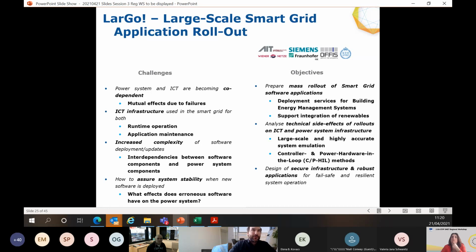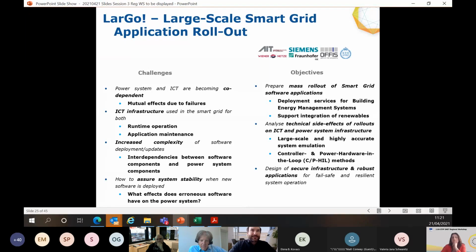And Largo has developed a virtual platform which allows testing such software rollouts and also connecting them with a grid simulation so that you really can study the physical effects of new software. With this, we are able to validate the correct functioning of controls, but also management applications. We're looking especially at software bugs on one side, but also at security issues, some malicious attacks buried maybe in these software packets.